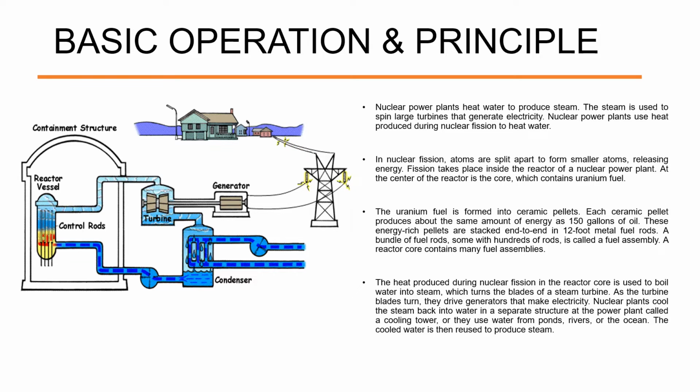The heat produced during nuclear fission in the reactor core is used to boil water into steam, which turns the blades of a steam turbine. As the turbine blades turn, they drive generators that make electricity. Nuclear plants cool the steam back into water in a separate structure at the power plant called a cooling tower, or they use water from ponds, rivers or the ocean. The cool water is then reused to produce steam.